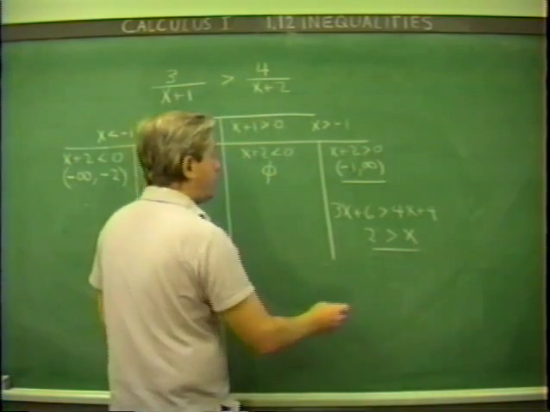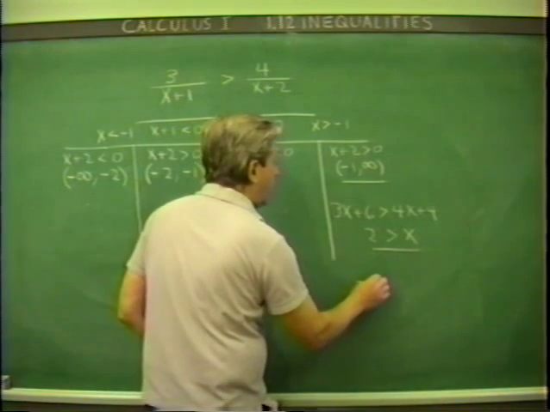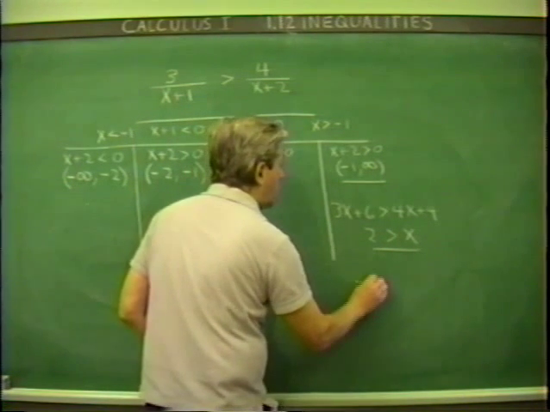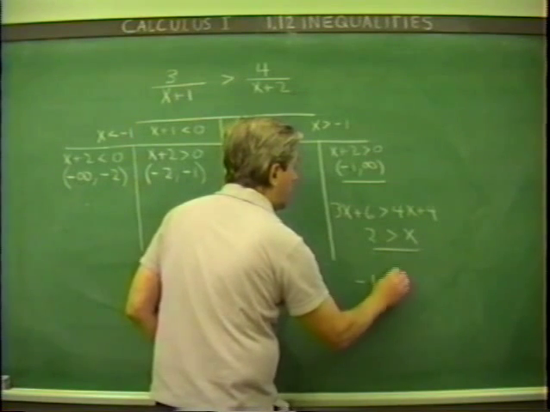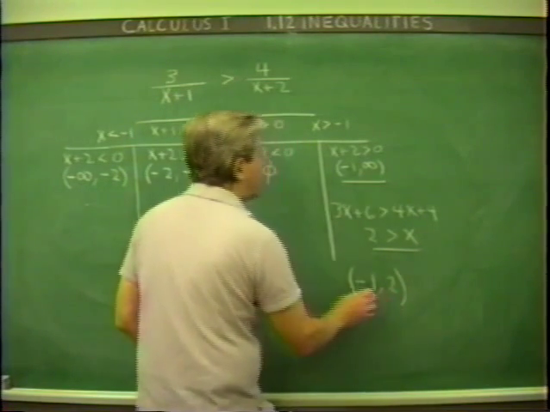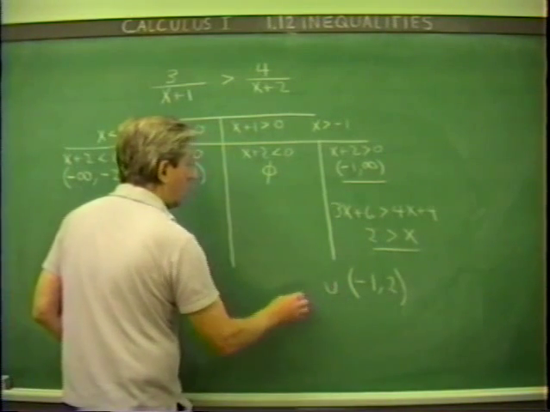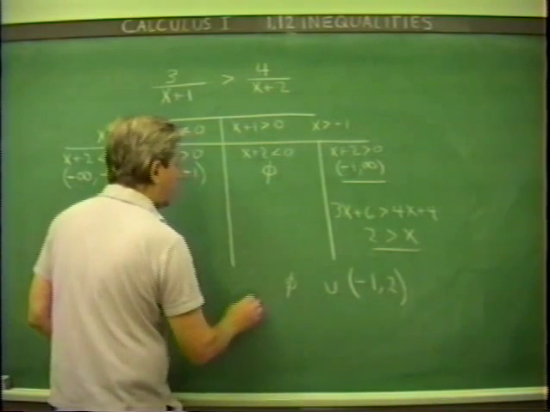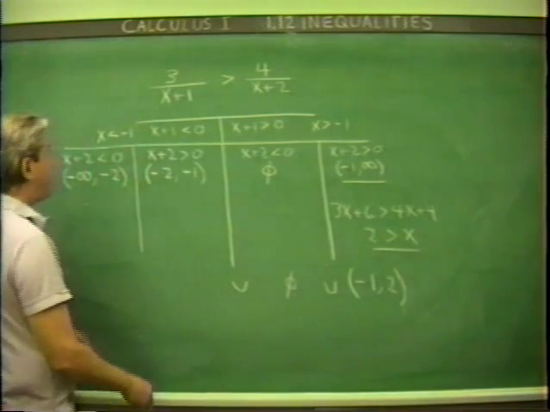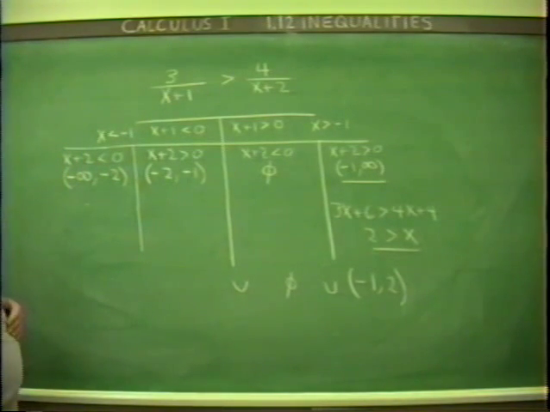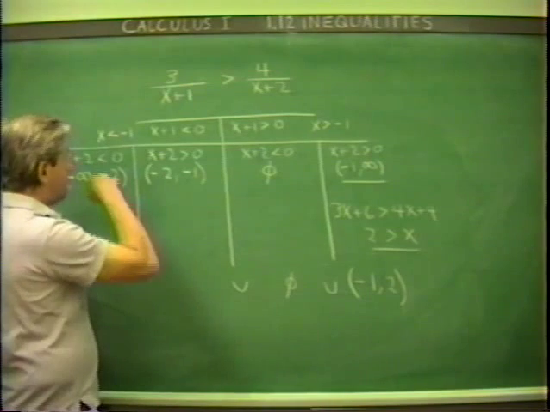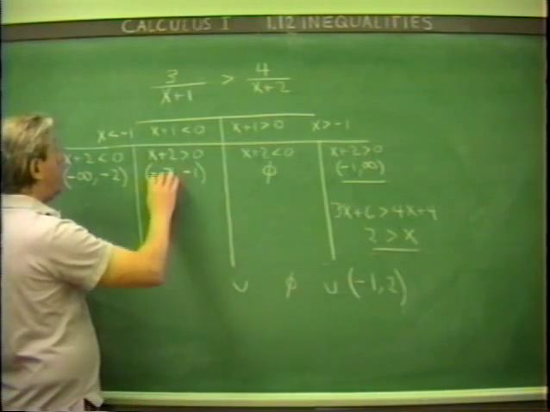Or, subtracting 3x from both sides, x less than 2. So the numbers in this interval which are less than 2 are part of the solution set. That's to say, the numbers from minus 1 to 2, excluding this 2 and excluding the minus 1. You get nothing here. So this adds nothing to the solution set.